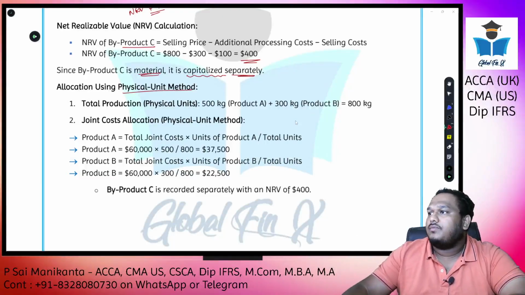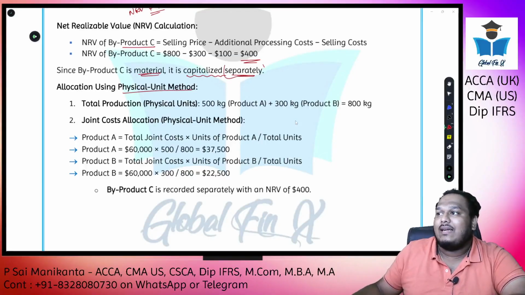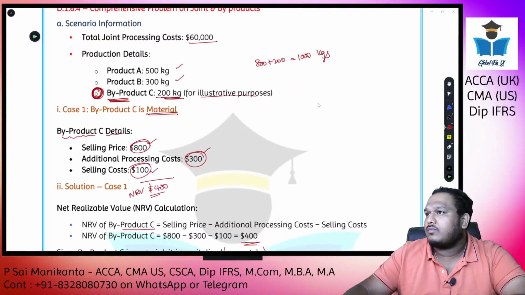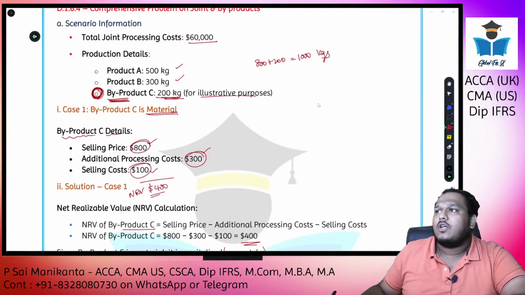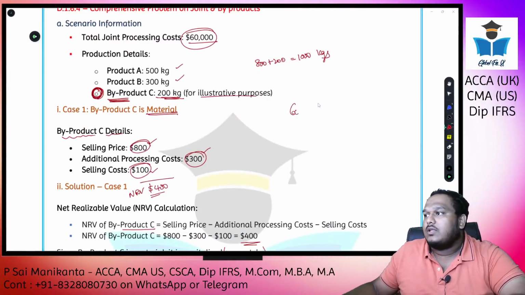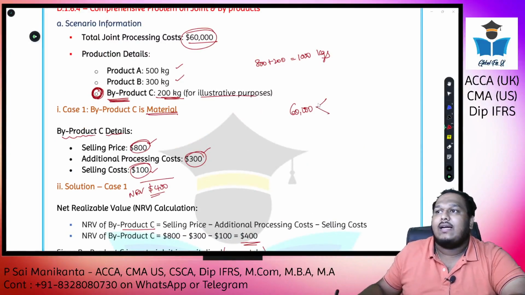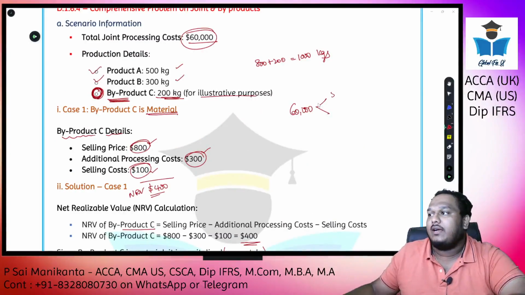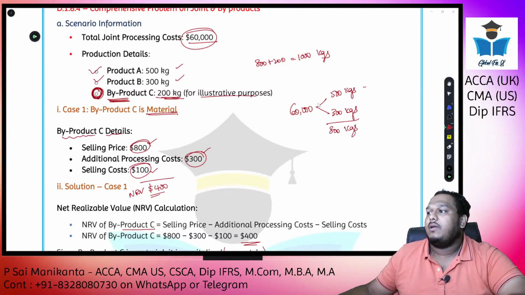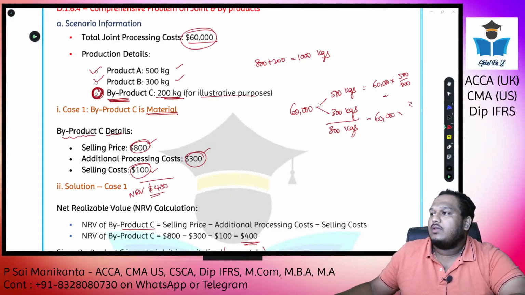Okay. So it is capitalized separately, right? So what we'll do is, joint cost is how much? Joint cost is 60,000. So this 60,000 will be first allocated to product A and product B, 500 kgs and 300 kgs. So total 800 kgs. So the allocation will be 60,000 into 500 by 800. That would be whatever it is. And here 60,000 into 300 by 800. So that will be there.